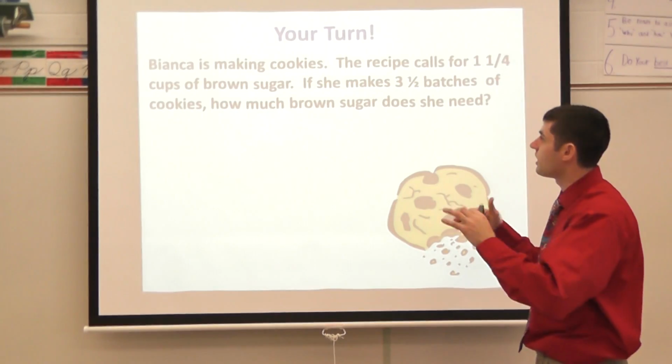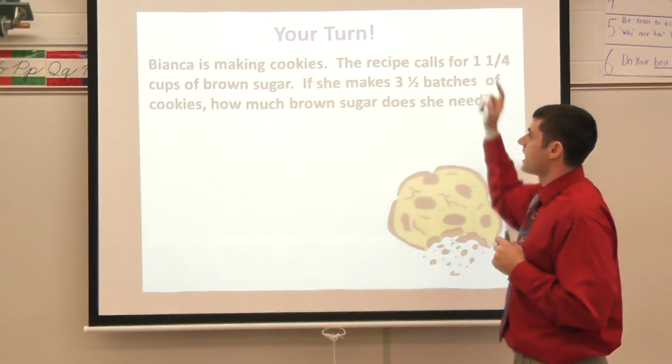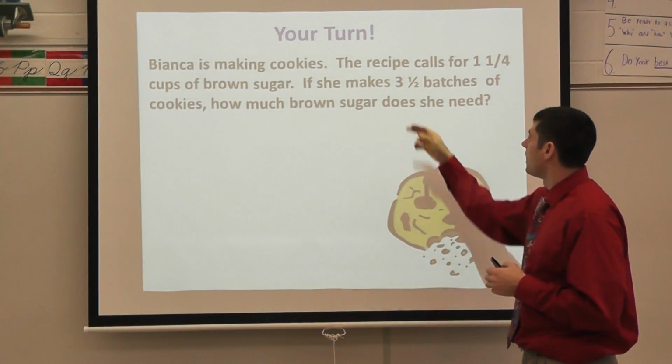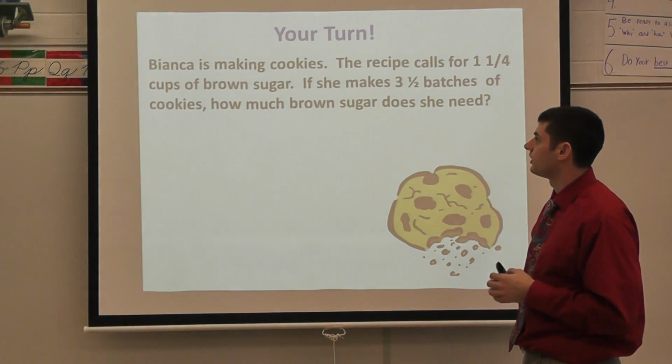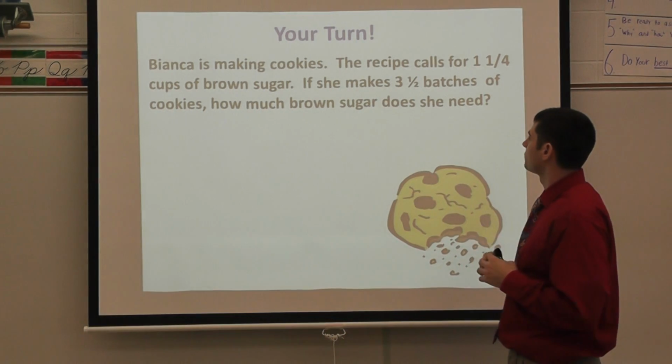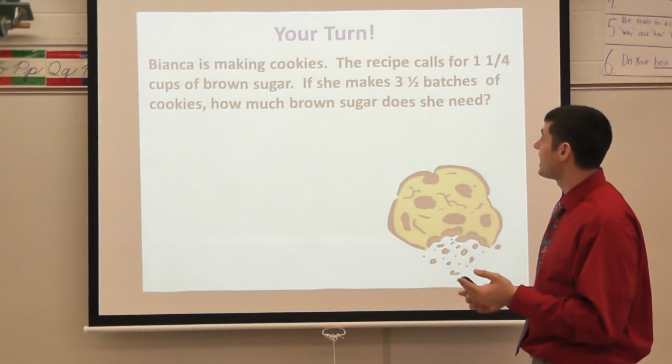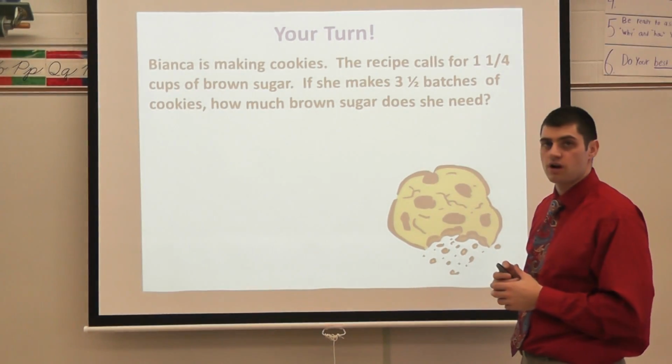Alright, let's analyze this problem up here. I know that Bianca needs 1 1/4 cups of brown sugar for each batch of cookies. I know that she's making 3.5 batches of cookies, and I'm trying to find out how much brown sugar she needs. I'm going to need to multiply 3½ batches times 1 1/4 cups of brown sugar.